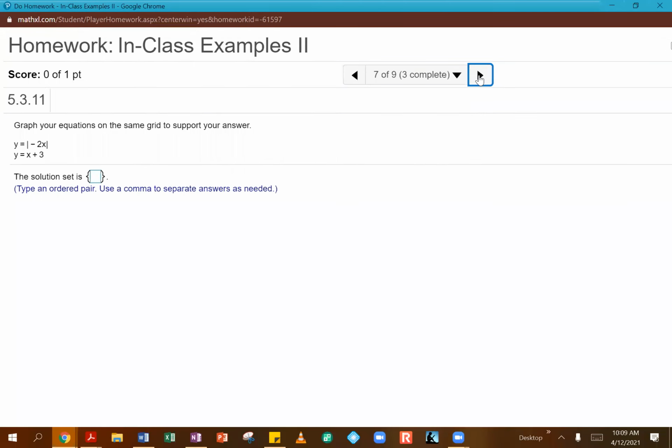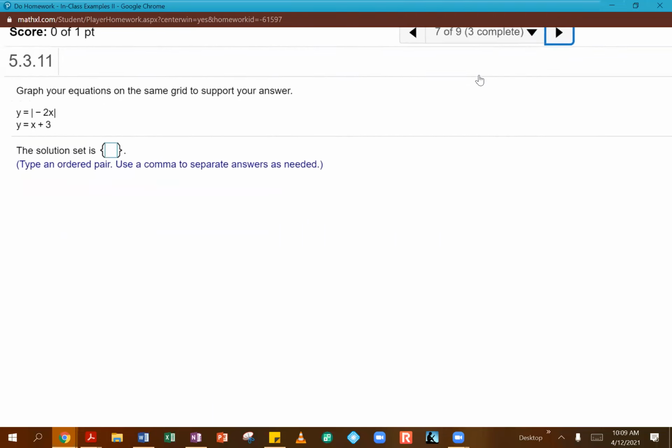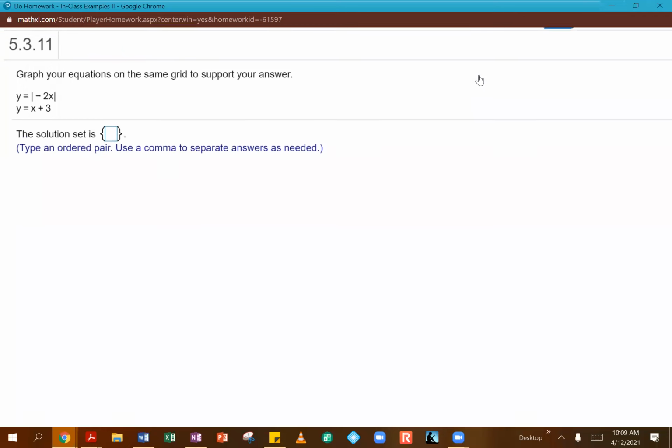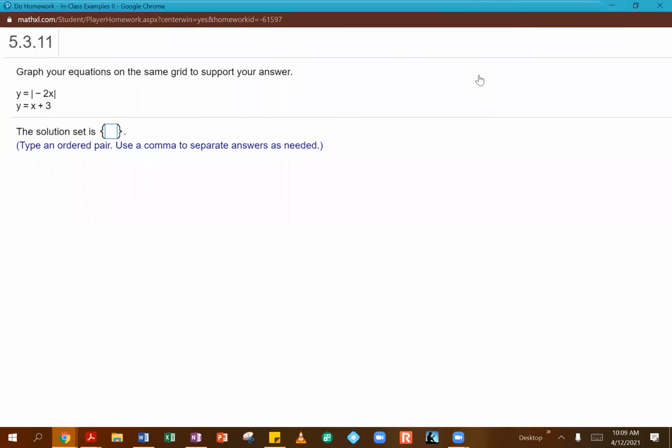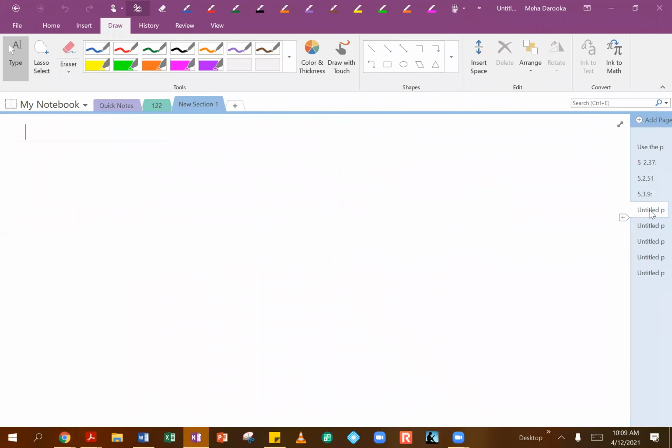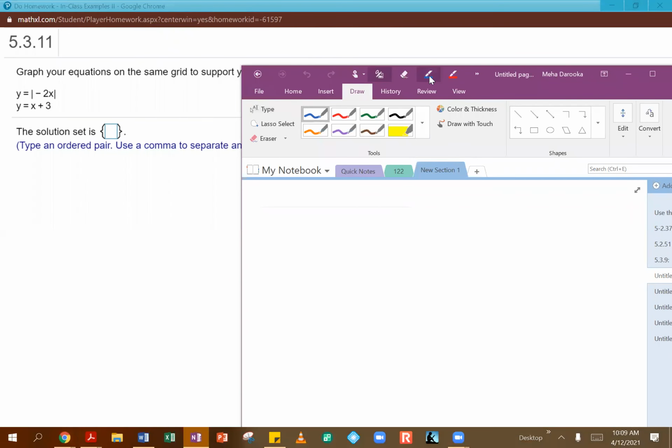All right, so our second example over here is asking us to again graph the two equations on the same grid, but first we need to solve this algebraically. So let's take a look at how we can break this down. Okay, so we are given y equals absolute value of negative 2x and y equals x plus 3.